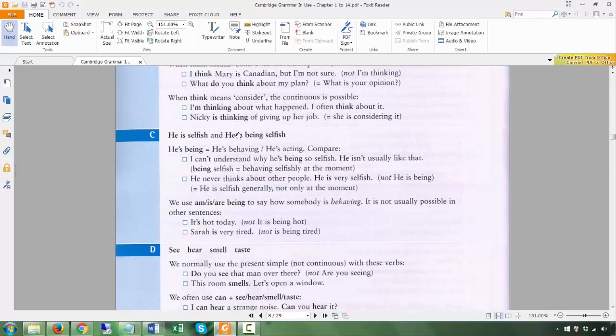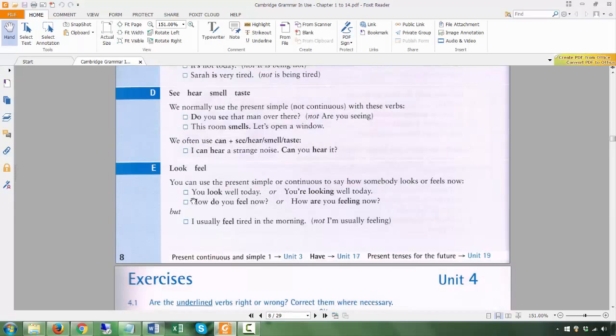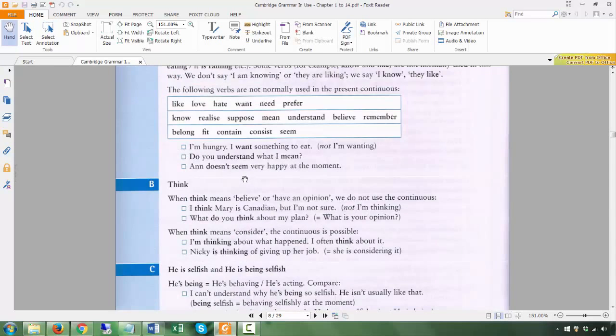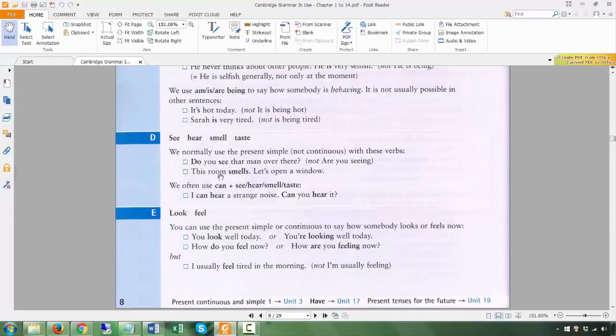Whereas he is being selfish is more the continuous. Right now, he's kind of acting out of his character. He's normally kind, but right now he's being selfish. Okay. Now, if you don't understand this, don't worry so much. Again, some of these verbs, you normally use in the present simple, not continuous. All right. And you can go through this, okay? But the main thing is, whether you know this, it's not really important, okay?